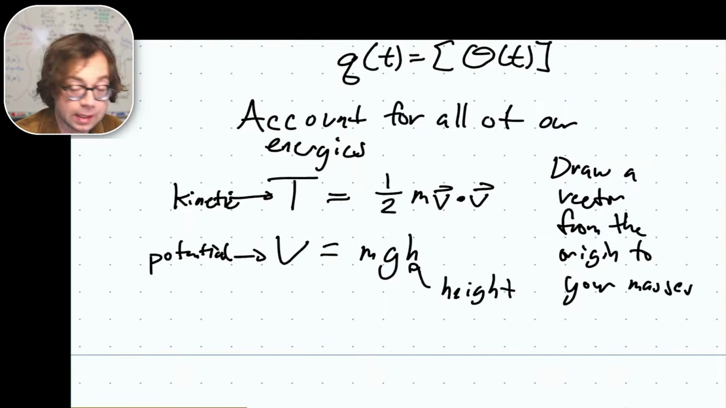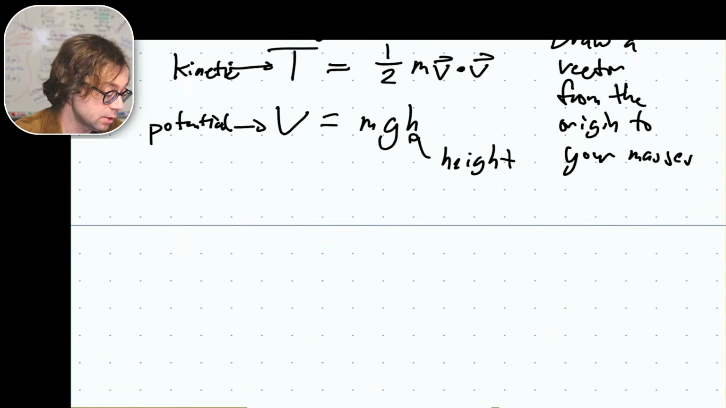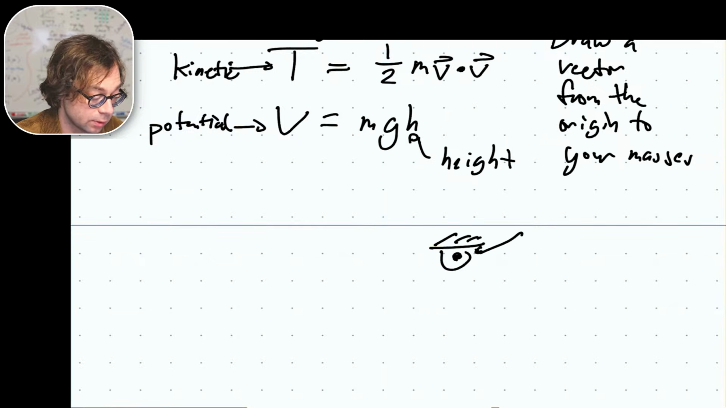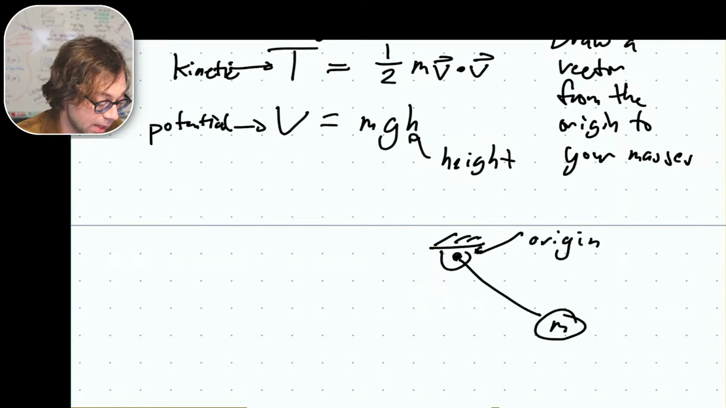That's really helpful. It's a great way to organize your thoughts. So you have this pendulum. Let's say that that's the origin right there, right? And then this is your mass. Let's draw a vector. We'll call it R.